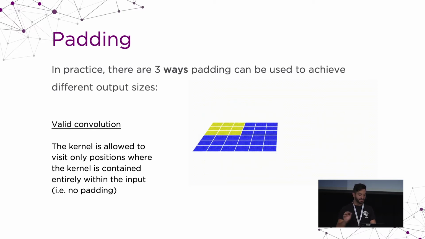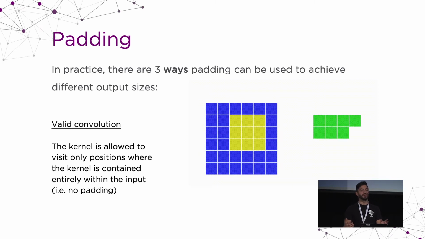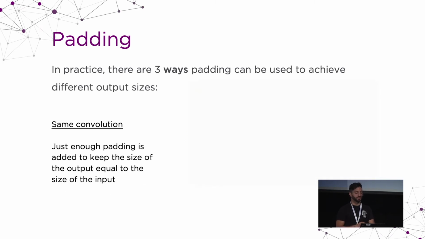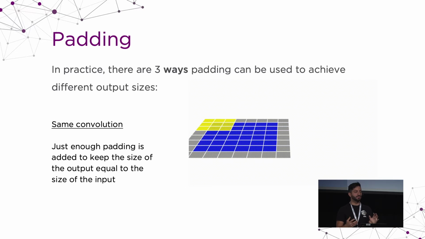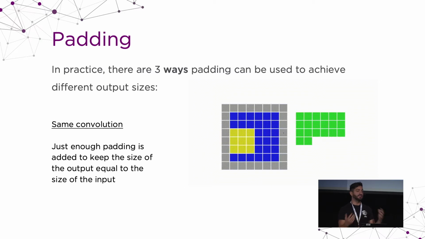So the next kind of padding that we can have is what's called the same convolution. So this is what we saw earlier. We add just enough padding to make sure that the output size of our feature map is exactly the same as our input size. So again, this is very useful in the context of building deep networks, and we're going to look at some networks that exploit that later today.